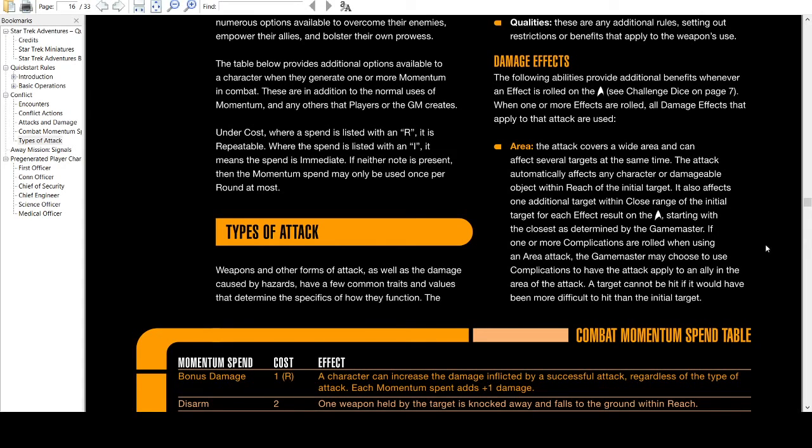So everything here seems to make sense. You can only affect one additional target within close range for each effect, starting with the closest, with the general guideline provided by the game master. Complications that arise can be used to apply to an ally instead of the target.